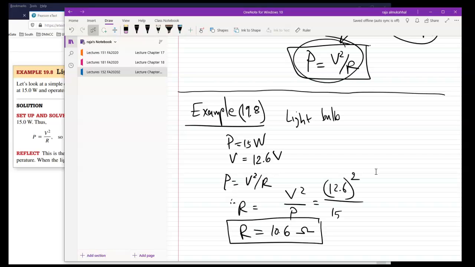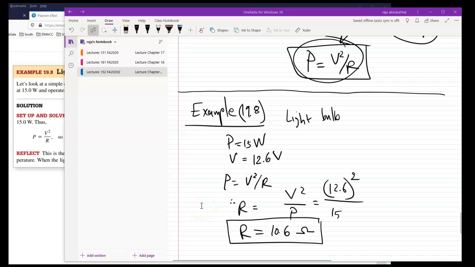One more topic, and then we are basically done with the chapter. Then we'll do some problems from the back of the chapter. Okay, the last topic is arrangement of resistors, series and parallel.